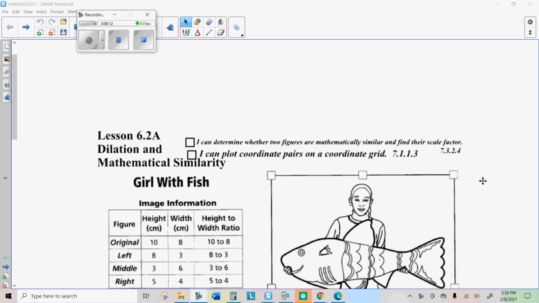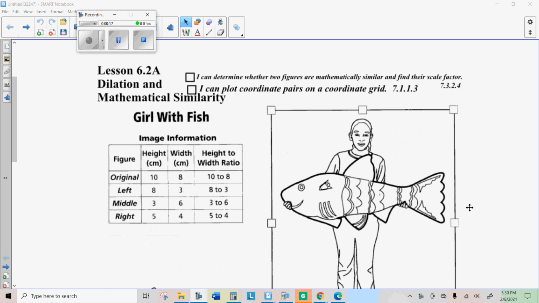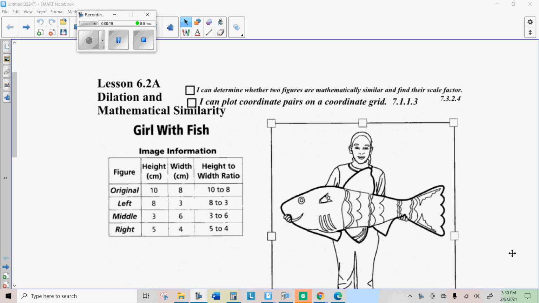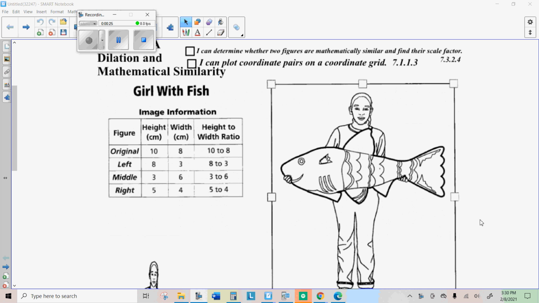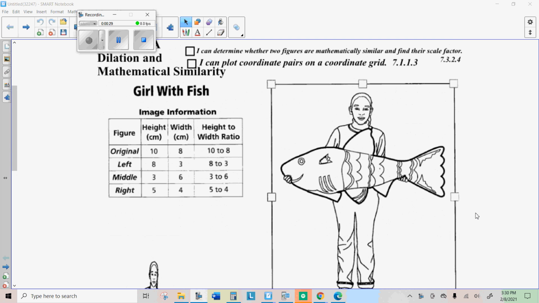Today we are going to learn about mathematical similarity. Here's just a quick little idea about what similarity is. If you enlarge a picture, you want that picture to look like the original, just bigger. Or if you shrink something, you want it to look like the original, but smaller. Well, that's what similarity is.